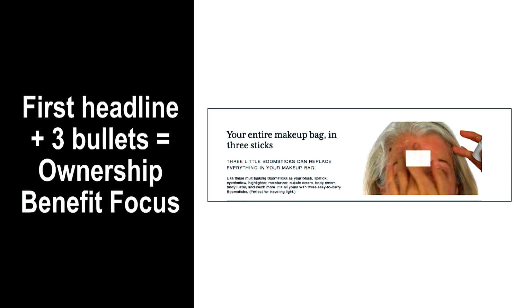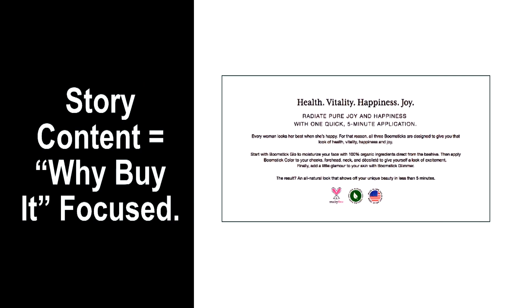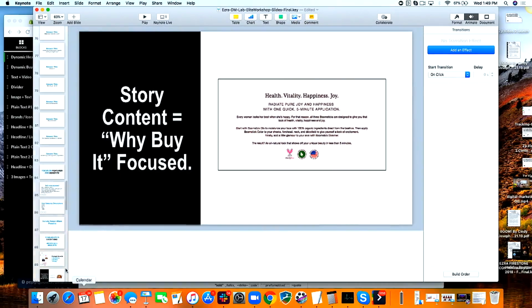So the first headline and 3 bullets is about the ownership benefit focus. Basically, what are the benefits of owning this thing? The second headline and 3 bullets is really the features of the product. So the top part is the benefit, the bottom part is what are the features of the product, and then we have a mini story at the bottom, which is why they should buy this thing. So let me show you this. It'll make a little more sense in the actual template when you can see this.